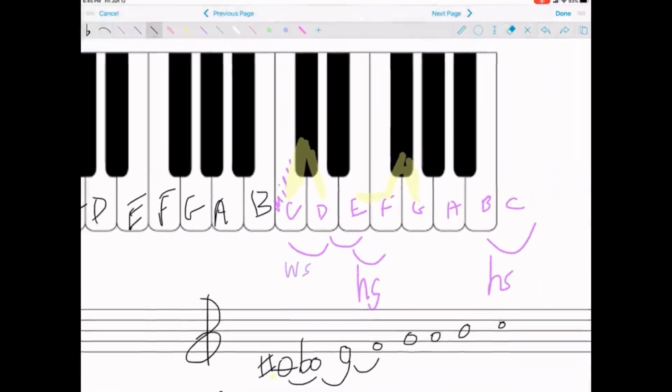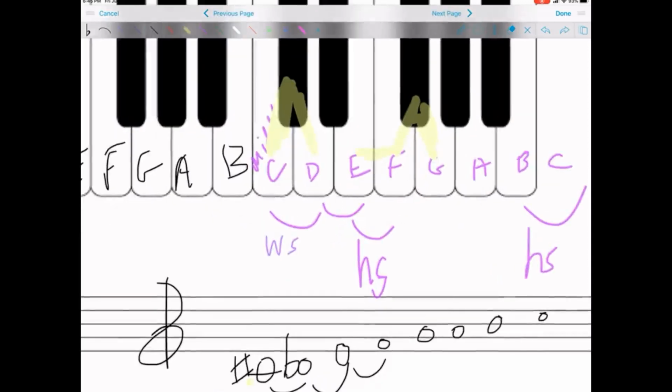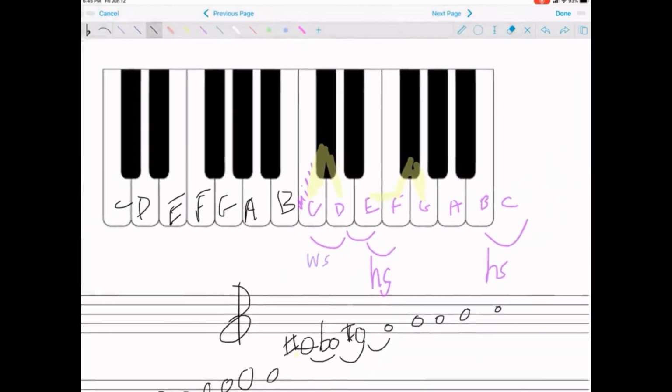So many of these notes can be written in different ways. For example, we can write F as an E sharp. So the E will go up a half step to F. So these two notes, E sharp and F, sound the same. Or a C could be written as a C flat, and that would sound the same as a B.